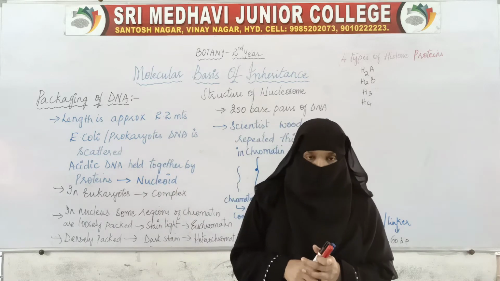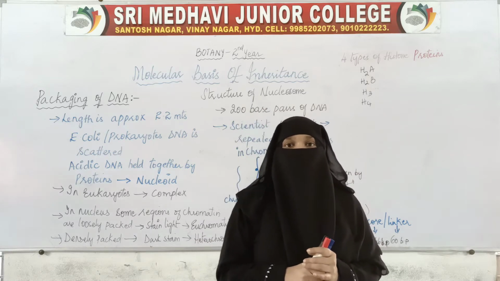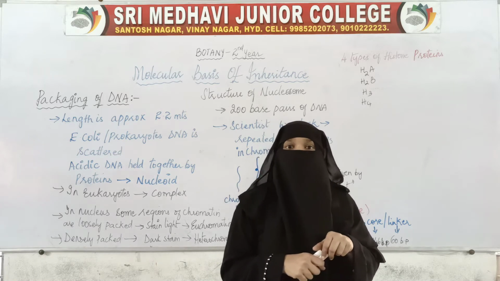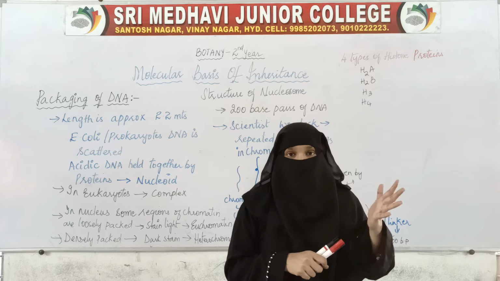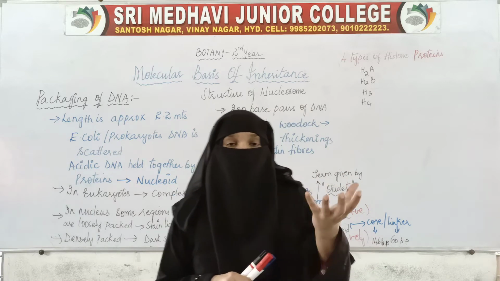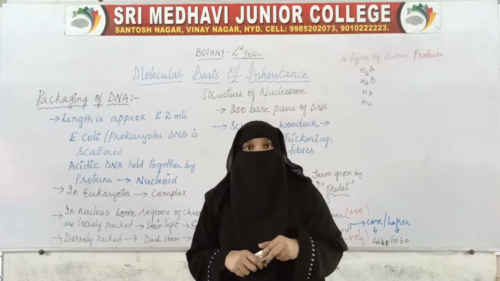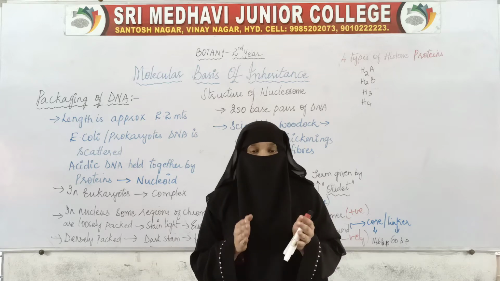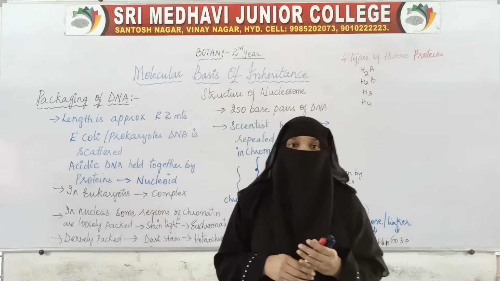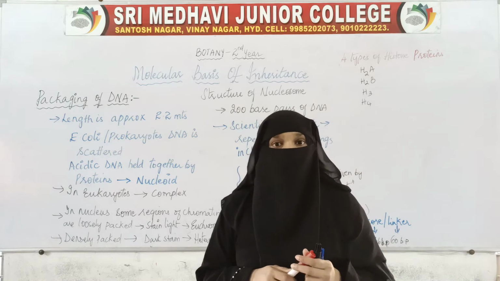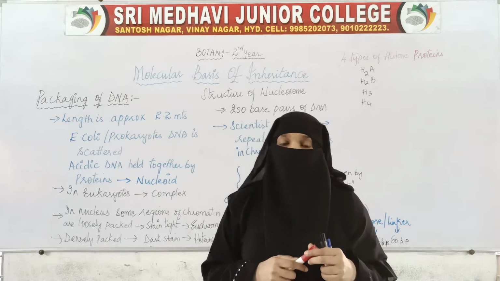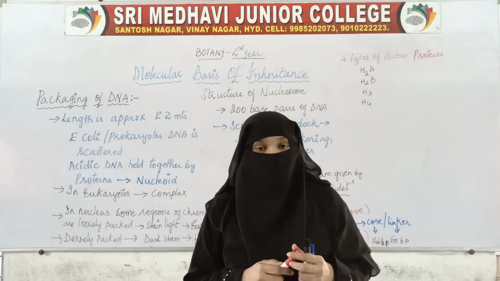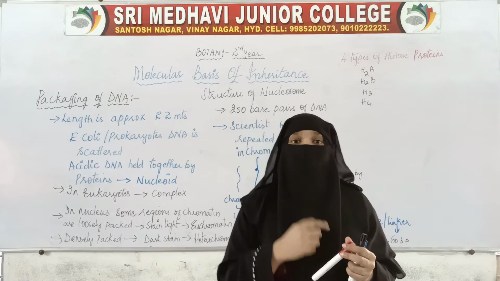We already know that DNA is the genetic material, which is present inside the nucleus of the eukaryotic cell. DNA is the genetic material which we find inside living cells. The structure of the DNA, the nucleic acid, was given by Watson and Crick. According to Watson and Crick, DNA is a double helical structure.